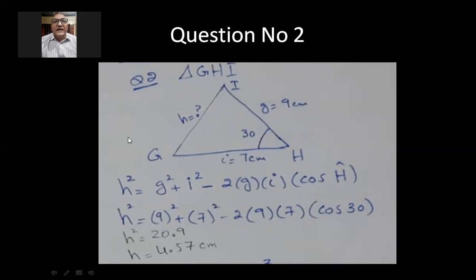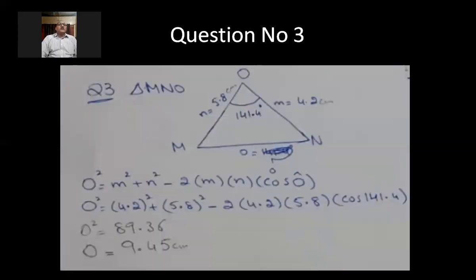So I will use the law of cosine. H square is equal to G square plus I square minus 2 into G into I into cos of H. Just substitute the values of small g, small i, and the angle H. In your calculator, you will write 9 square plus 7 square minus 2 multiply 9 multiply 7 multiply cos 30 equals to, you will get 20.9. So square root answer equals to 4.57 centimeters. So the value of the side H will be 4.57 centimeter. This is how you will do question number 2. I hope that you have understood. We are using the law of cosine.